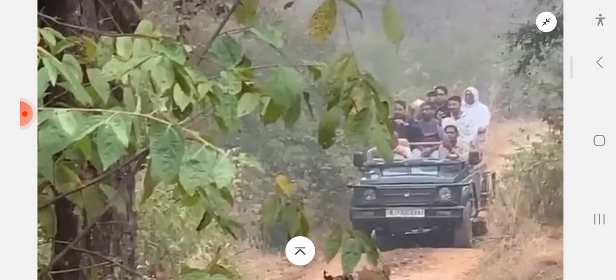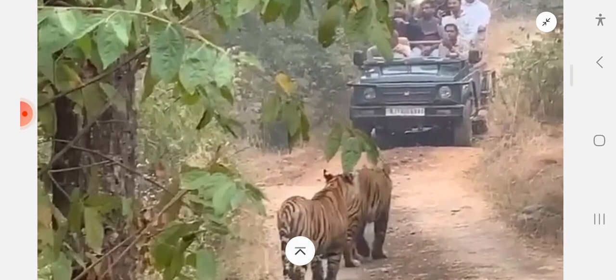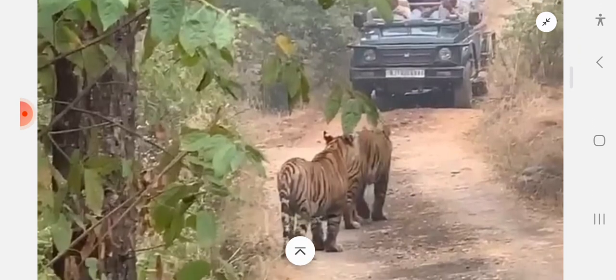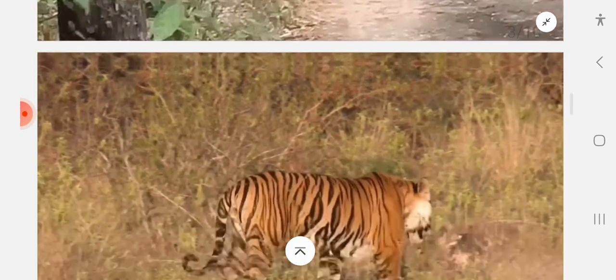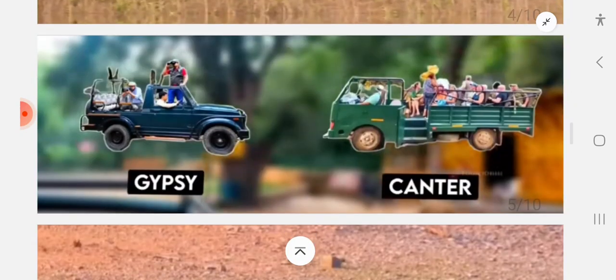As you can see, these people are traveling in a jeep. I will also tell you the difference between a canter and a jeep. When you visit a national park, you can either travel in a jeep or a canter. Always remember, in a canter many people can go, but in a jeep only limited people can go. Also, you can see they are spotting Royal Bengal tigers. Next, as you can see in the picture, in one canter many people can go, but in a gypsy or jeep only a few people can go.